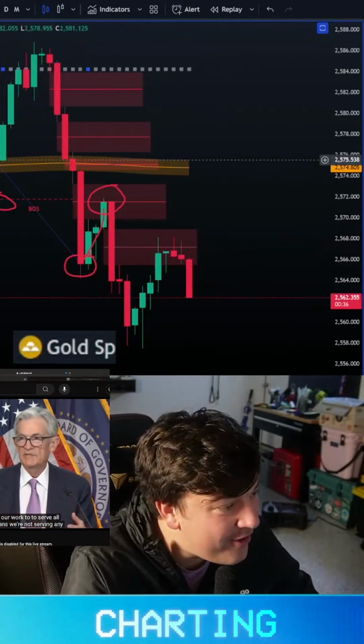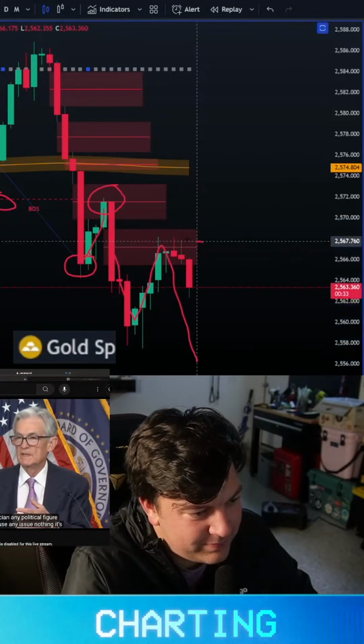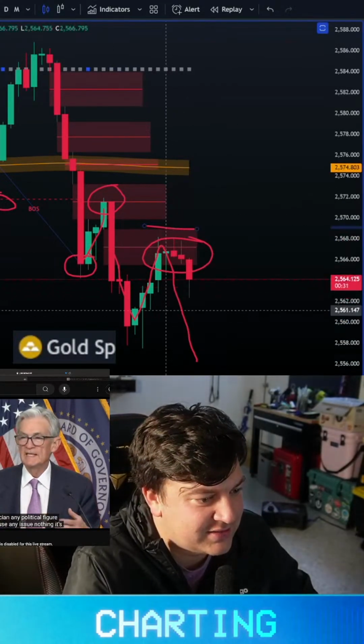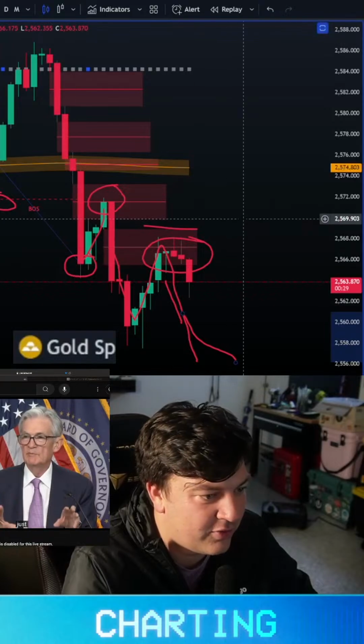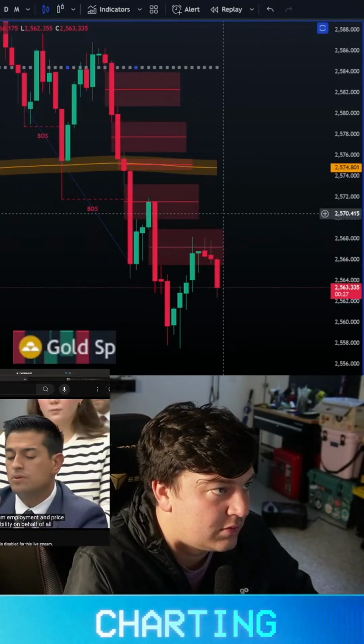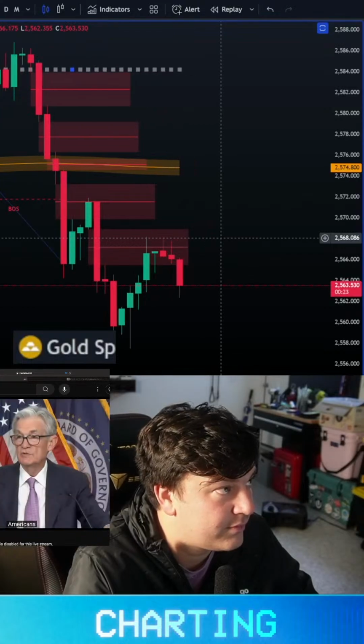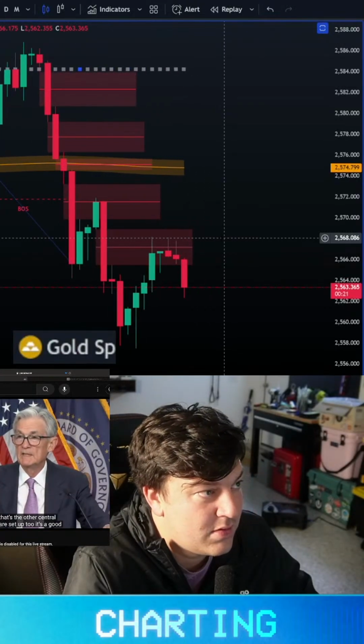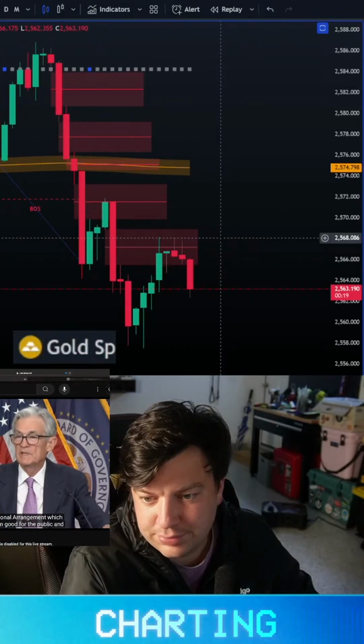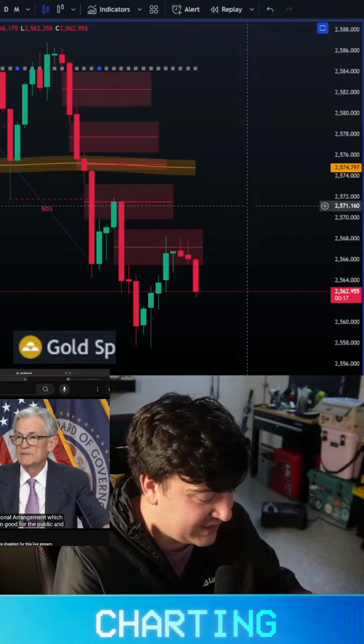We're not serving any politician, any political figure, any cause, any issue. We just keep moving until you hit maximum employment and price stability on behalf of all Americans. And that's how the other central banks are set up too. It's a good institutional arrangement, which has been good for the public. And I hope and strongly believe that it will continue.